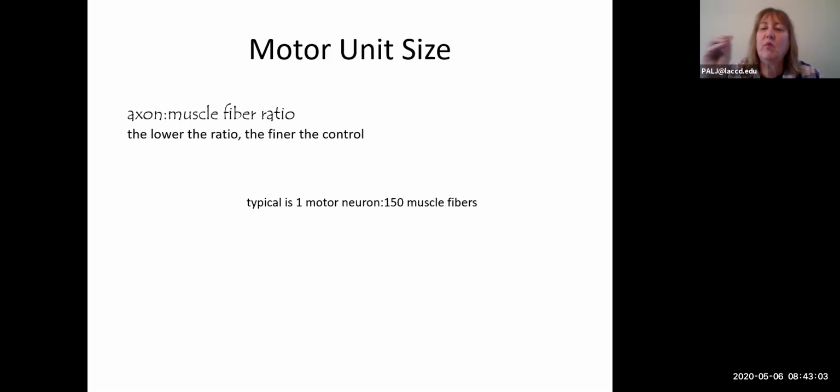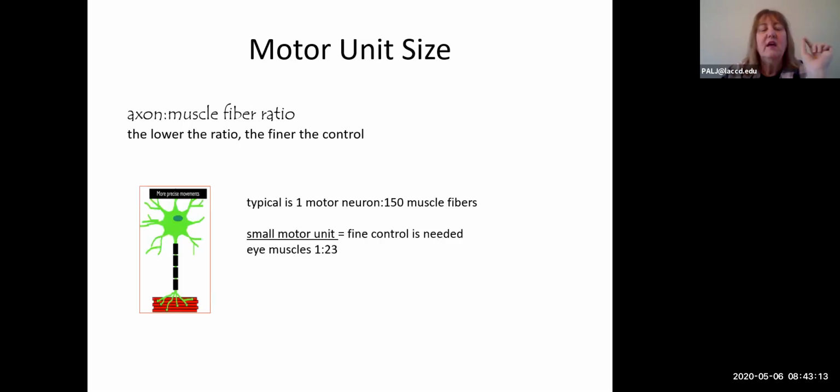In places where we want super fine muscle control, that 150 number is going to be much lower. So this would be what's called a small motor unit, where fine control is needed. A great example of that is in the muscles of our eyes, because we don't want bunches of cells contracting, so that we're looking here, and then all of a sudden we're only looking there. We want to be able to look every single place. And we'll have some small motor units in our hands for writing as well.